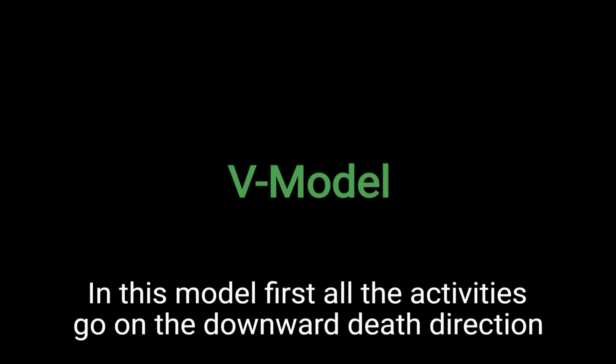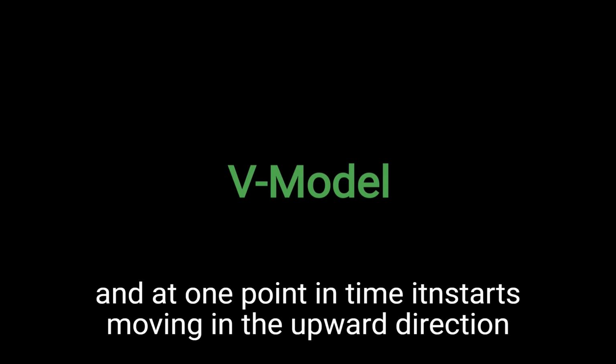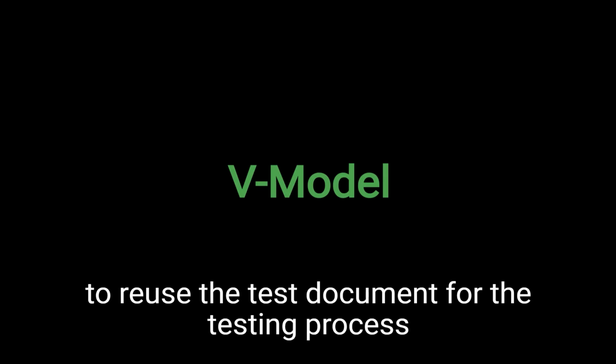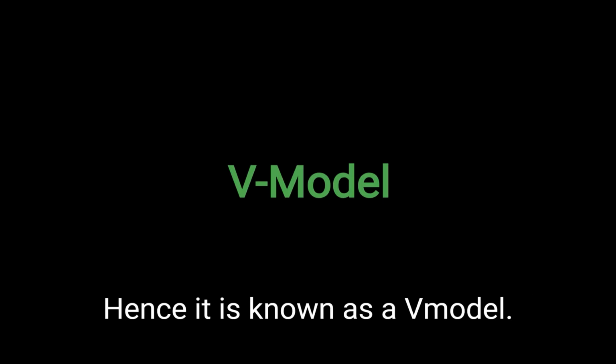In this model, first, all the activities go in the downward direction. And at one point in time, it starts moving in the upward direction to reuse the test documents for the testing process, and forms a V shape. Hence it is known as the V model.